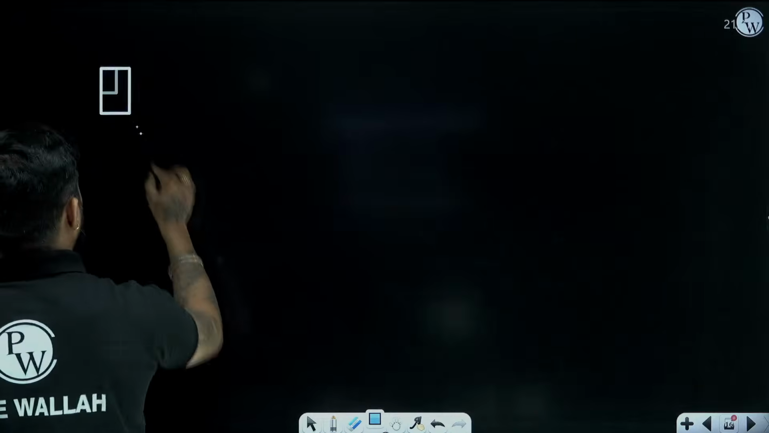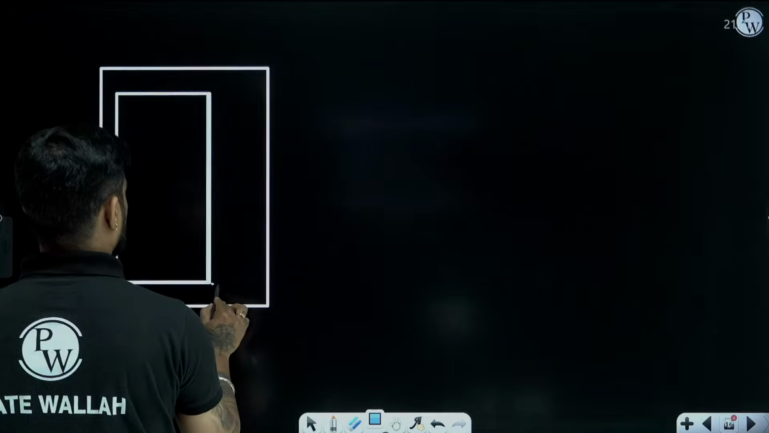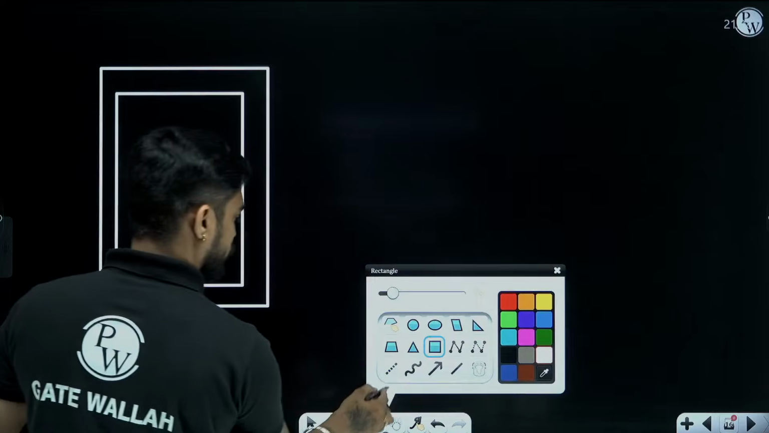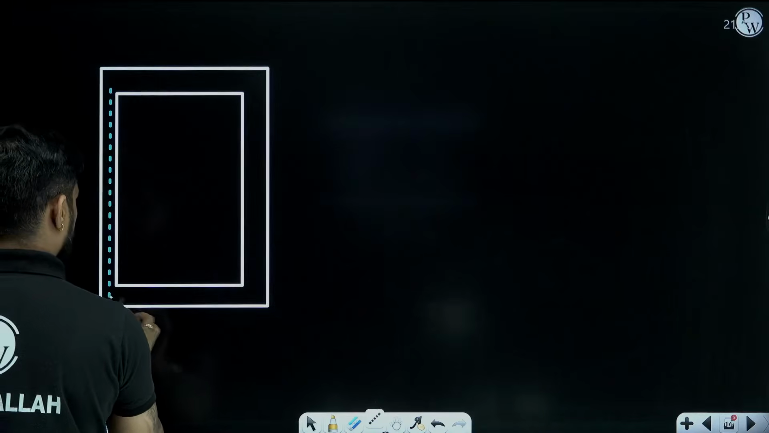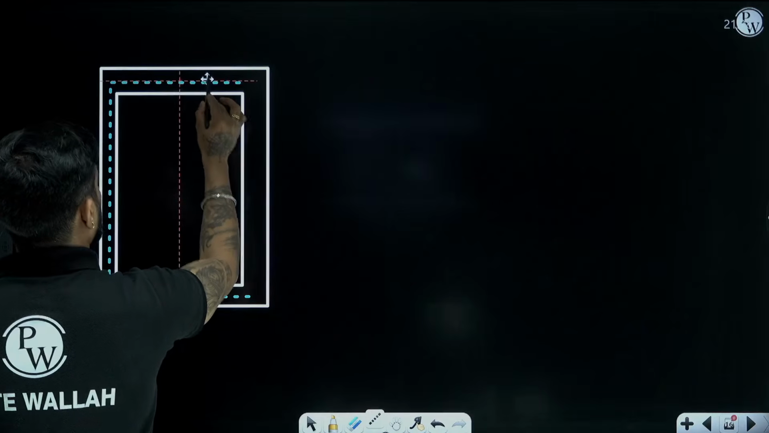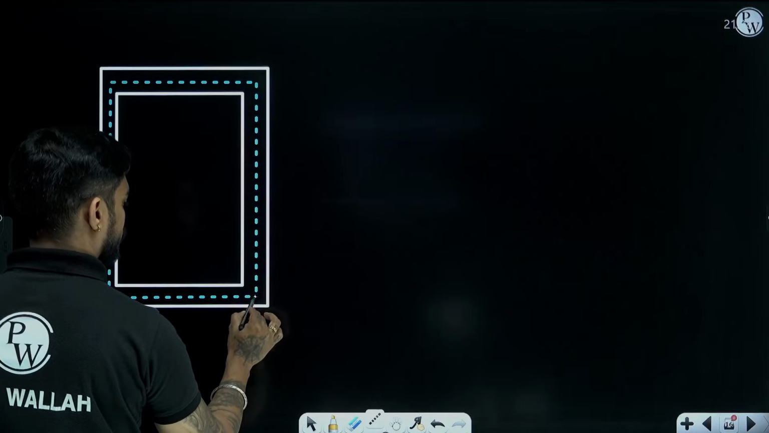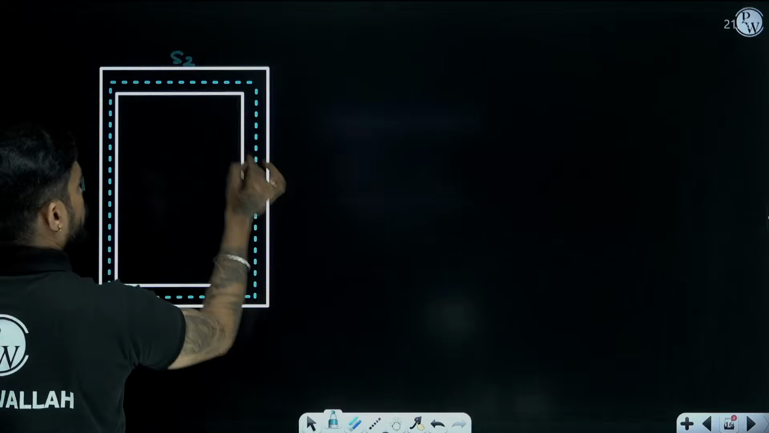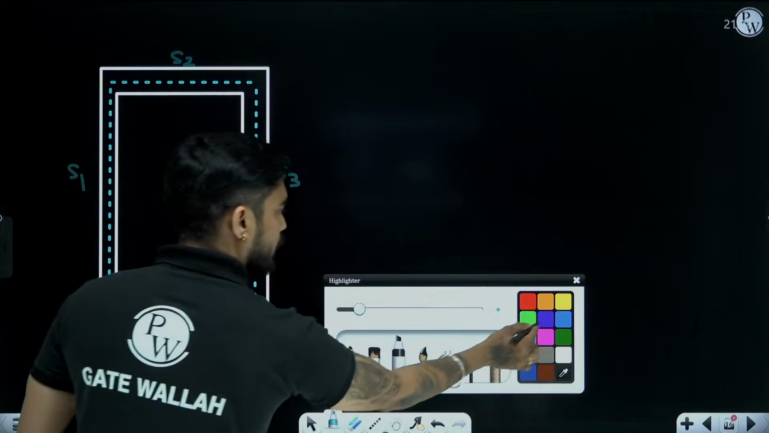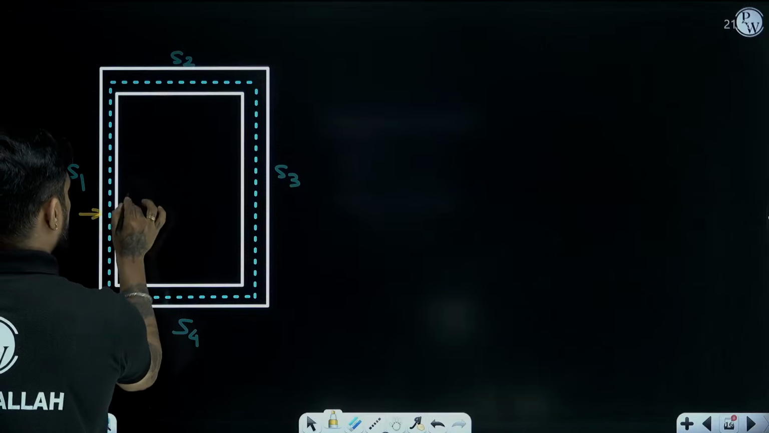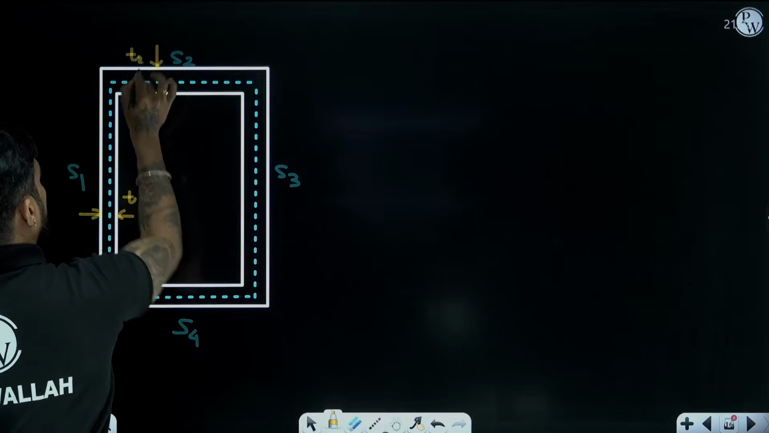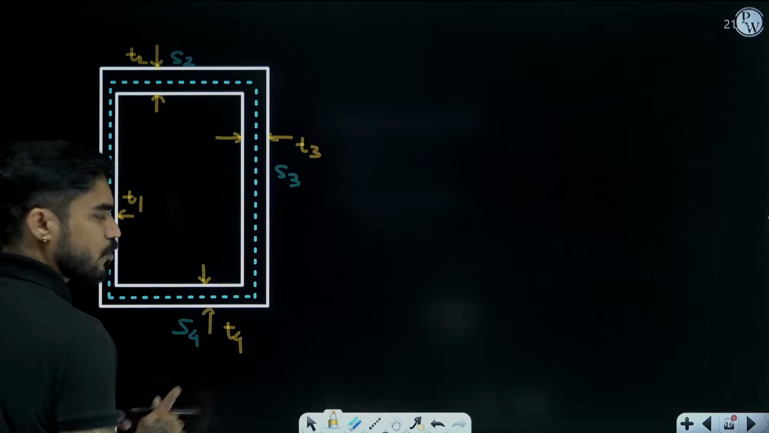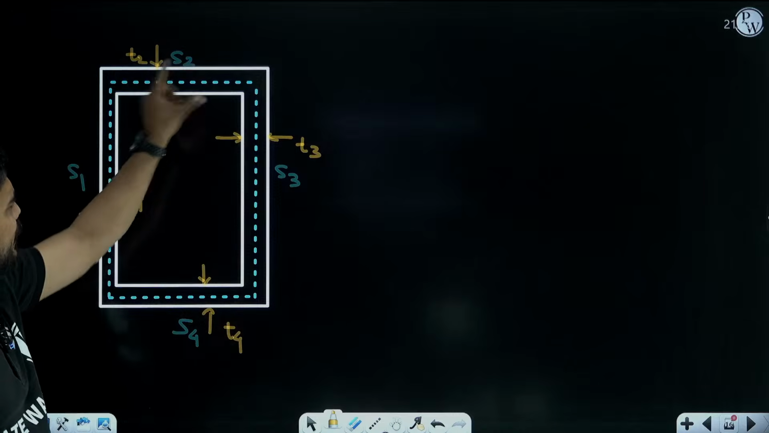I will again use the same example. Let's say this is the center line. Let's say this length is S1, this is S2, this is S3, this is S4. Let's say the thickness here is t1, this thickness is t2, this thickness is t3, and this thickness is t4. So we have this varying thickness.